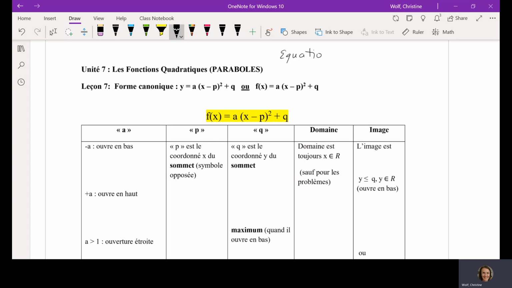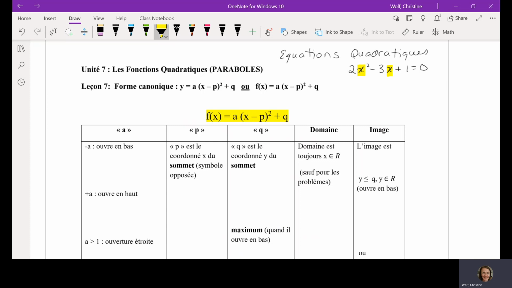So, pour leçon 1, 2, 3, 4, 5, 6, on a parlé de comment résoudre les équations quadratiques. So, par exemple, si j'ai donné quelque chose comme ça, on disait, OK, comment est-ce que je peux isoler X? Et c'est quand j'ai vous enseigné méthode A, B et C, right? Il y avait les trois méthodes.